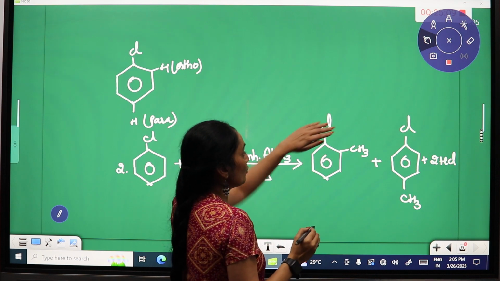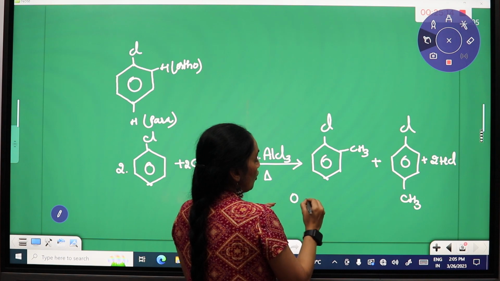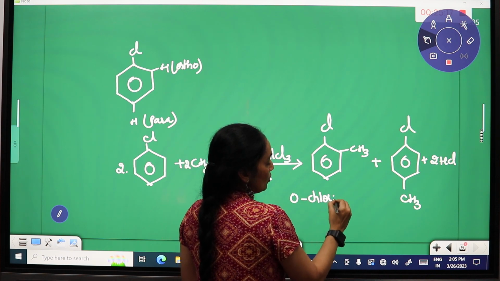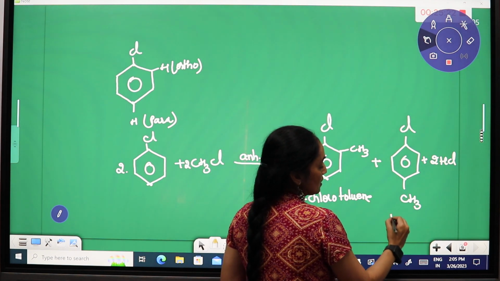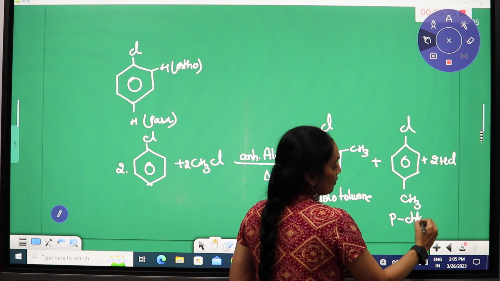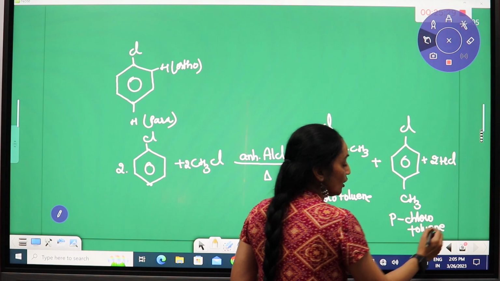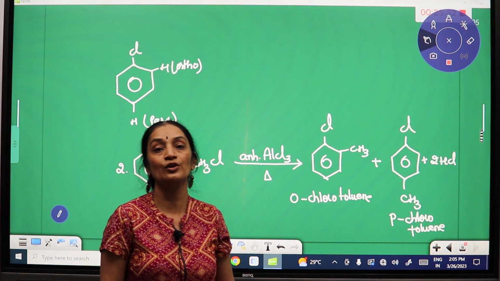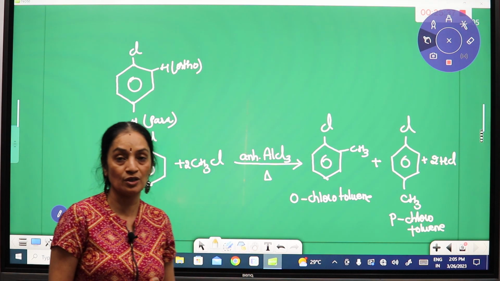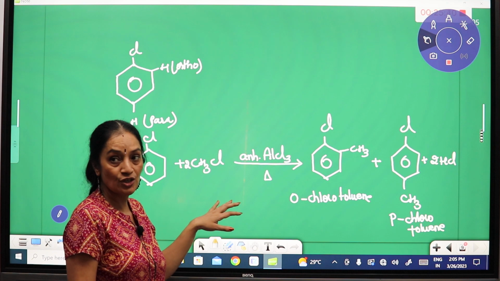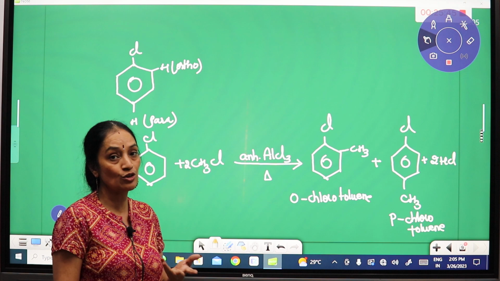If you do not see the Cl, we call it toluene, so this is orthochlorotoluene, and the second product is parachlorotoluene. So if you take any chlorobenzene, since it is an electron donating group, it activates the ortho position as well as the para position. You can do alkylation, which we call Friedel-Crafts alkylation. If you want to do acylation also, it is the same.